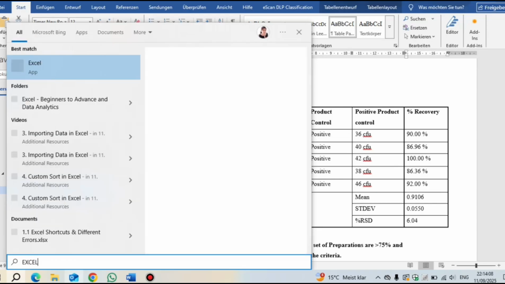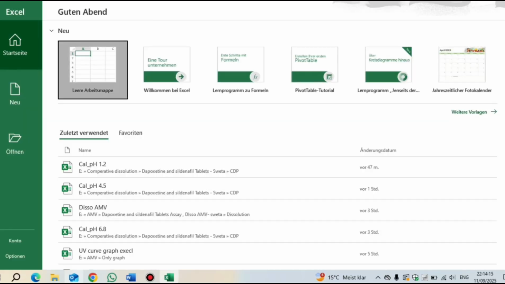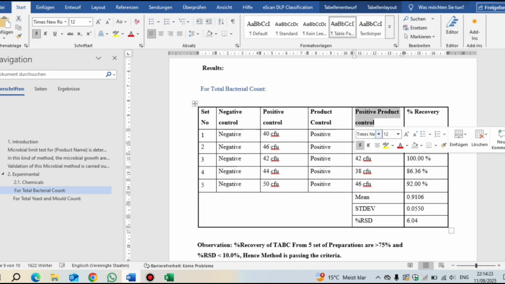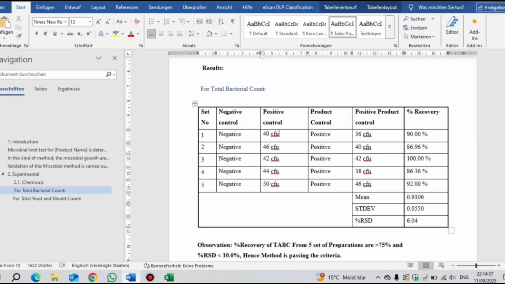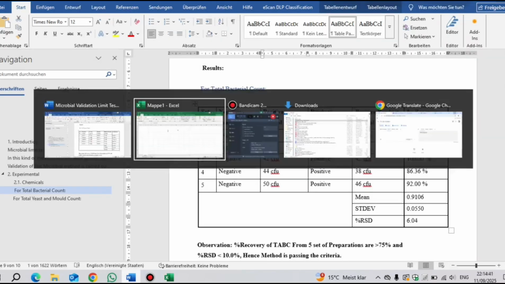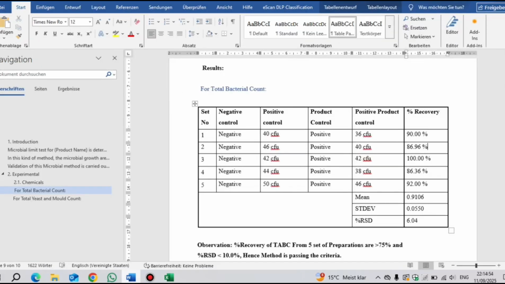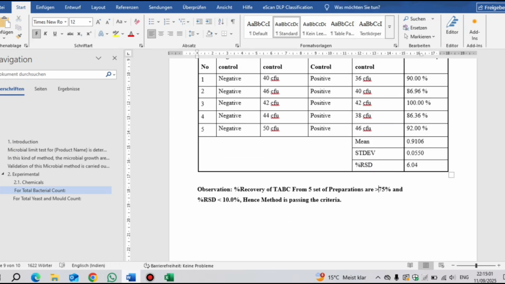So there is a calculation formula: the positive product control upon positive control into 100. So if we divide 36 by 40, the result is 90%. Then we can do another, 40 divided by 46, and we find 86.96%. So you find all your recoveries and you can check your RSD in Excel. So now the recovery is about 75 or above and the RSD is less than 10%. So the total bacterial count complies.